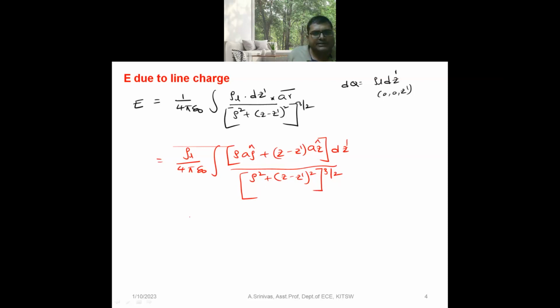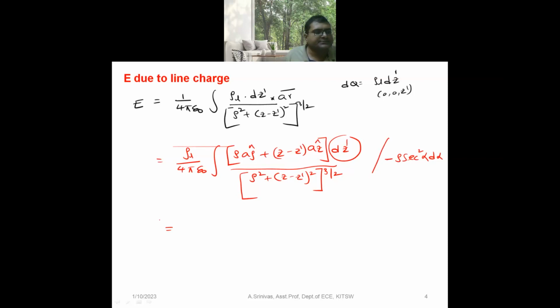Now once again we can simplify this. We can replace the value of dz dash. The value of dz dash is minus rho secant square alpha d alpha. Refer to the equations in the previous slide.